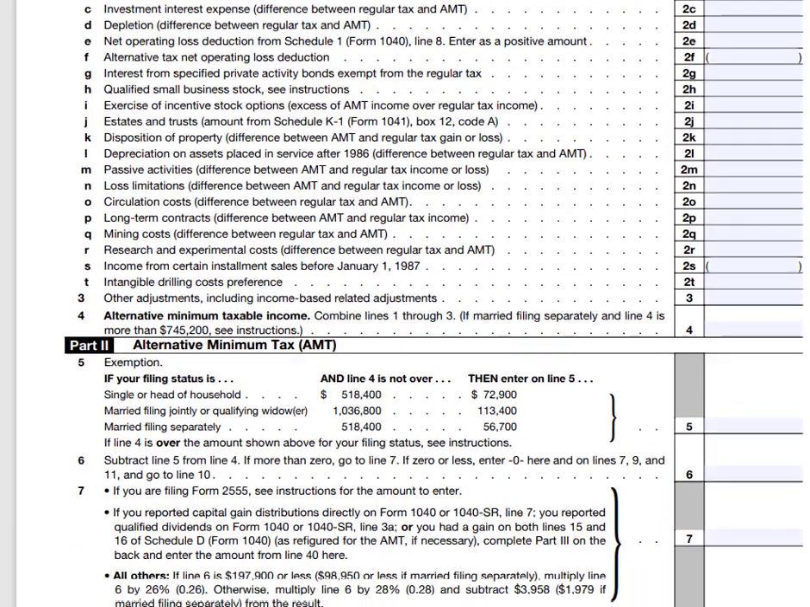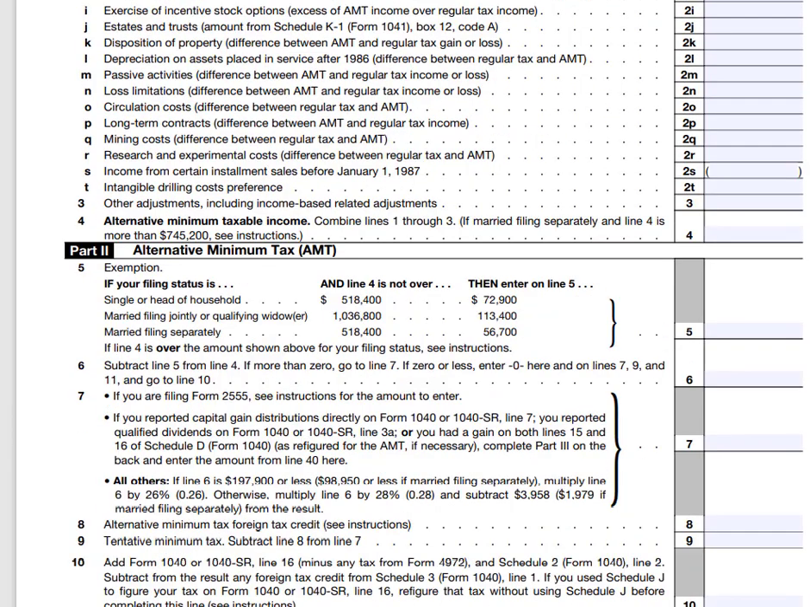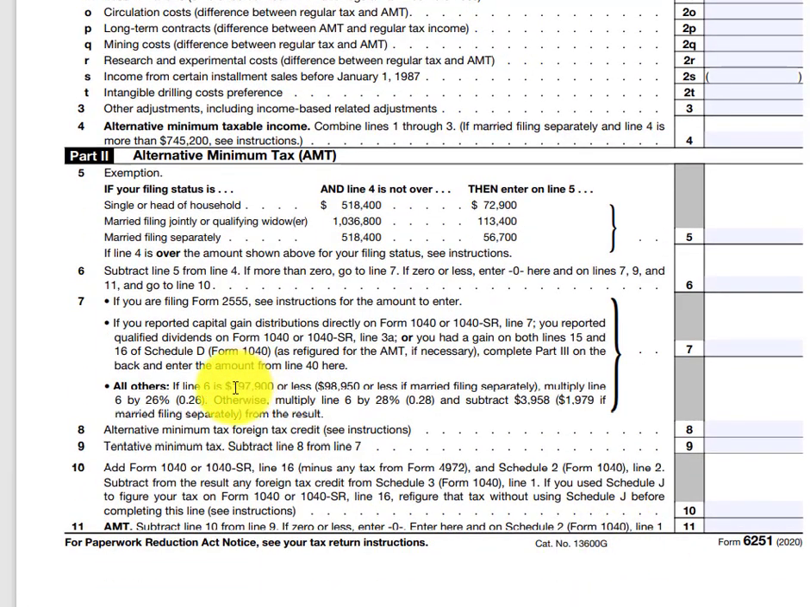Then we subtract out the exemption. Okay, and if you get less than 0, then you're done, right? Okay, because none of it is taxable. But if you get a positive number, calculate your tax. Okay, notice the tax bracket is up to $197,900 married filing jointly, $98,950 filing separately.